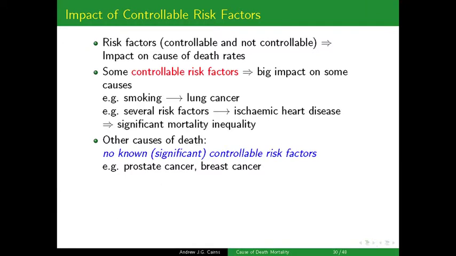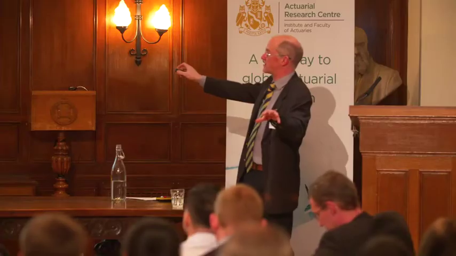So coming back to these controllable risk factors, such as smoking and diet, some of them are controllable, and then there are other risk factors that are not controllable. Whether they are controllable or not, they all have an impact on death rates. And in particular, we've so far looked at the controllable risk factors, and they can have a big impact on some causes of death.